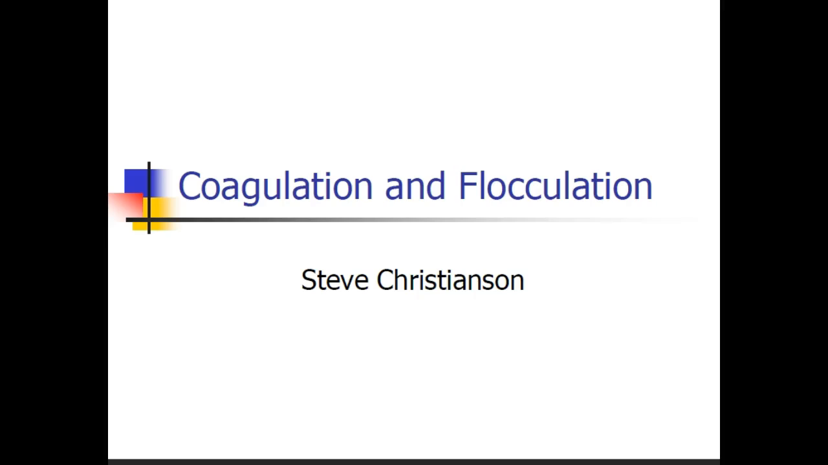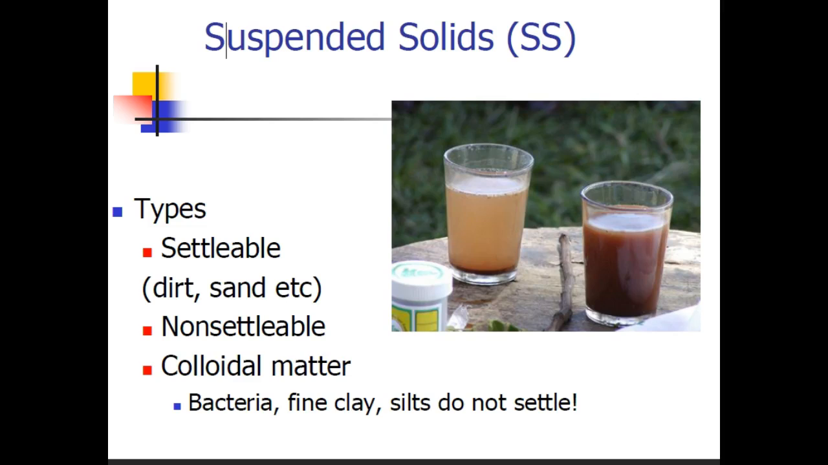Today we're going to talk about Chapter 3, Coagulation and Flocculation. Suspended solids, SS is the acronym. So we have different types. We have settleable, which is like dirt and sand and things like that. And then we have non-settleable, which is colloidal matter, which is bacteria, fine clay, and silts, and they really don't like to settle out.